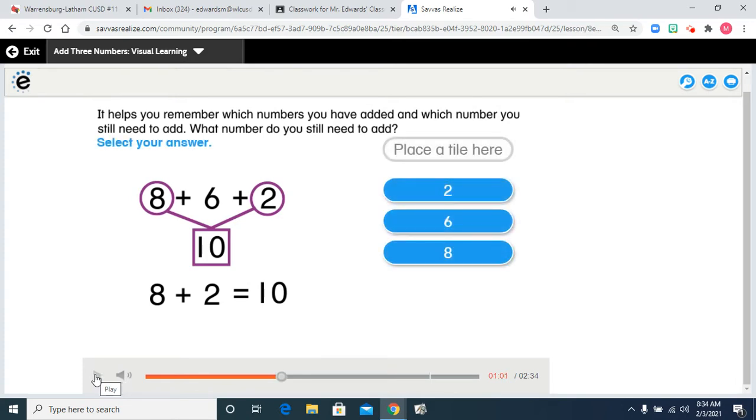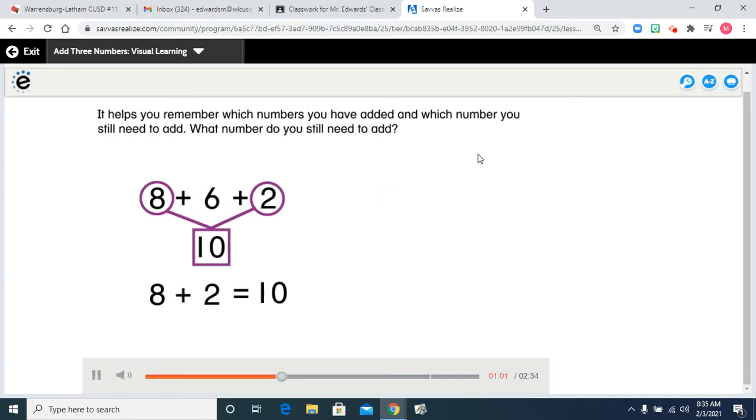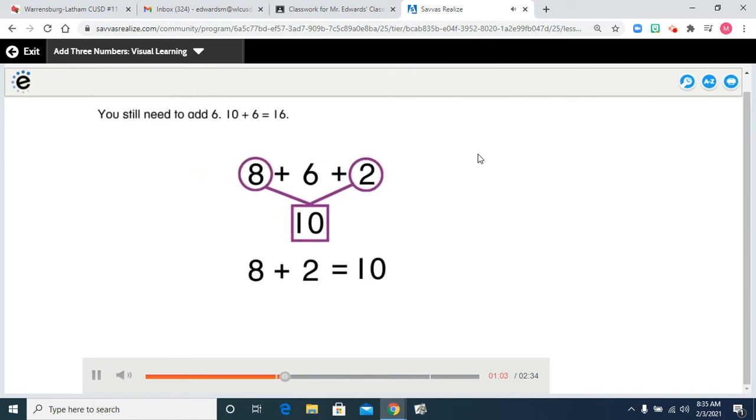Select your answer. So if you've already added 8 and 2, and that gets you 10, there's only one number left to add, which is the one in the middle, which is 6. You still need to add 6. 10 plus 6 is equal to 16.